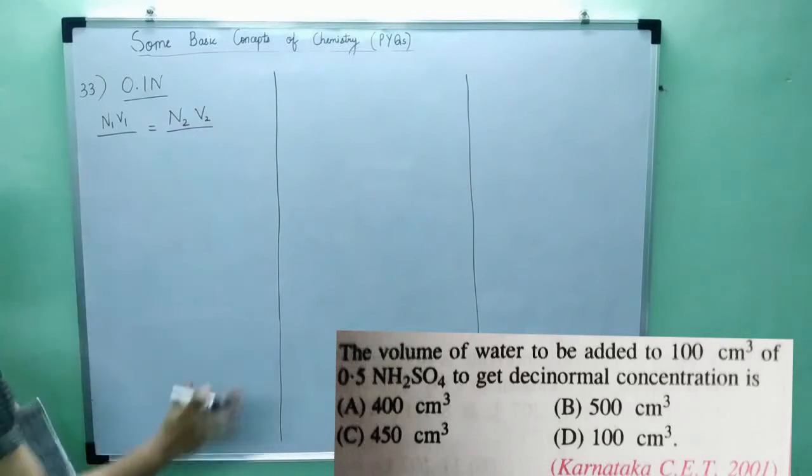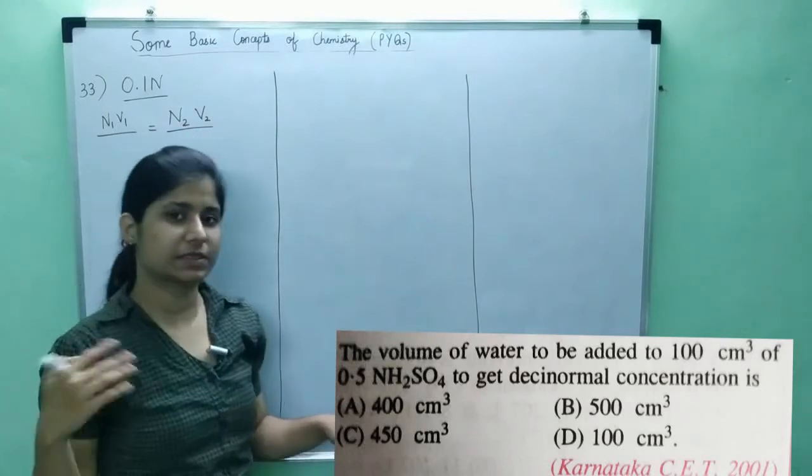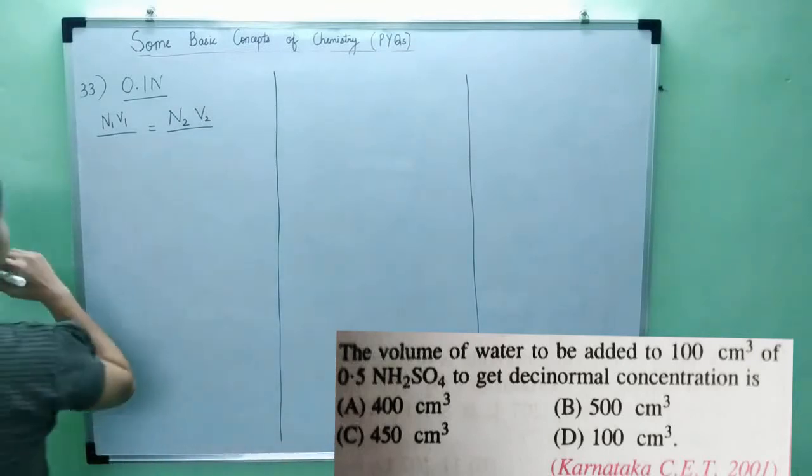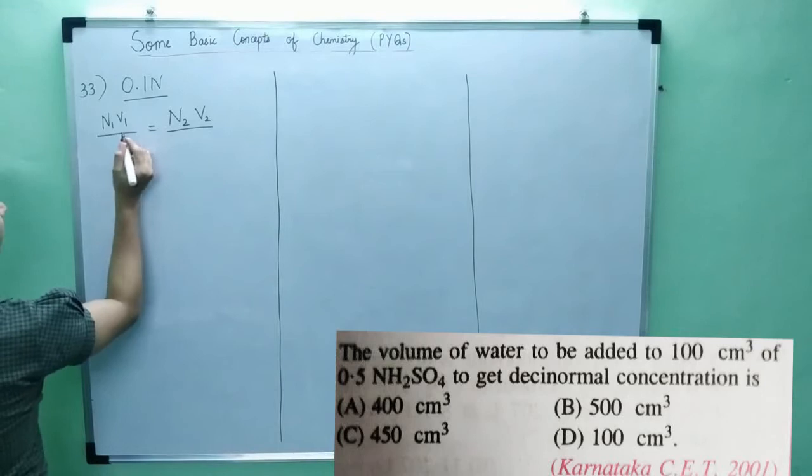When it is just dilution, then N1 and N2 do not appear. When there is a reaction, these come out. We also have a question on this. We'll see that. Okay. Now what is N1 and V1?